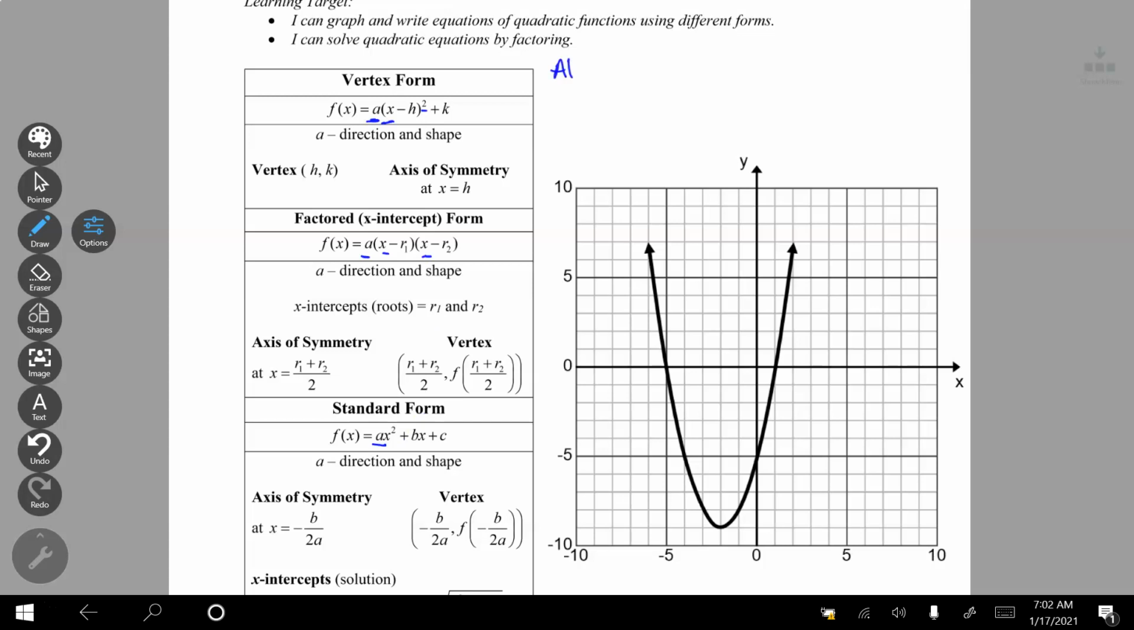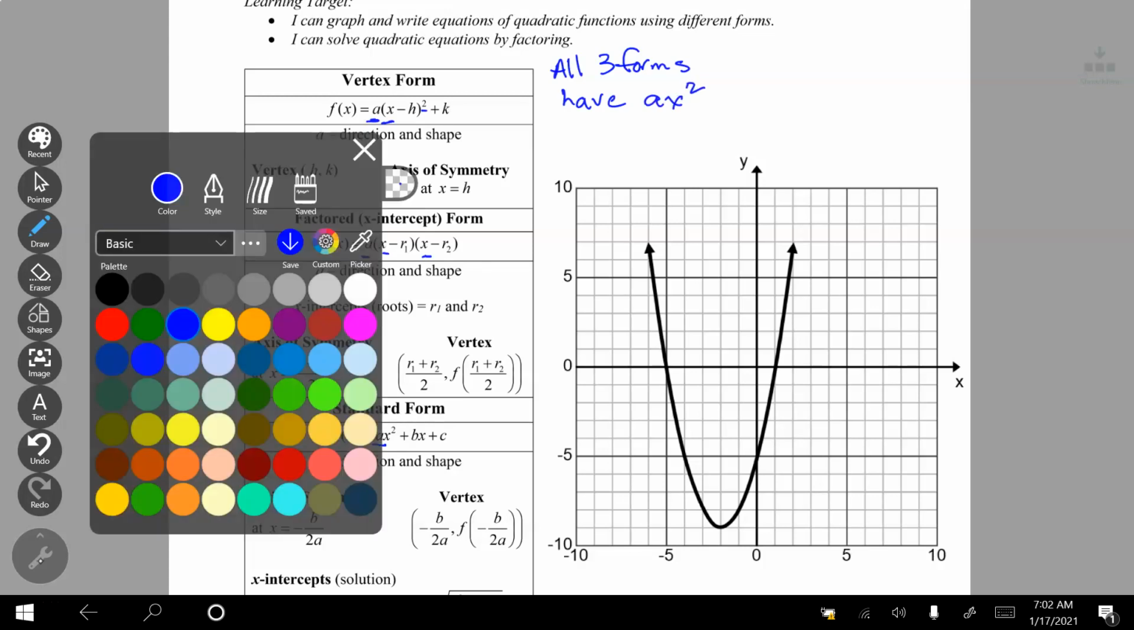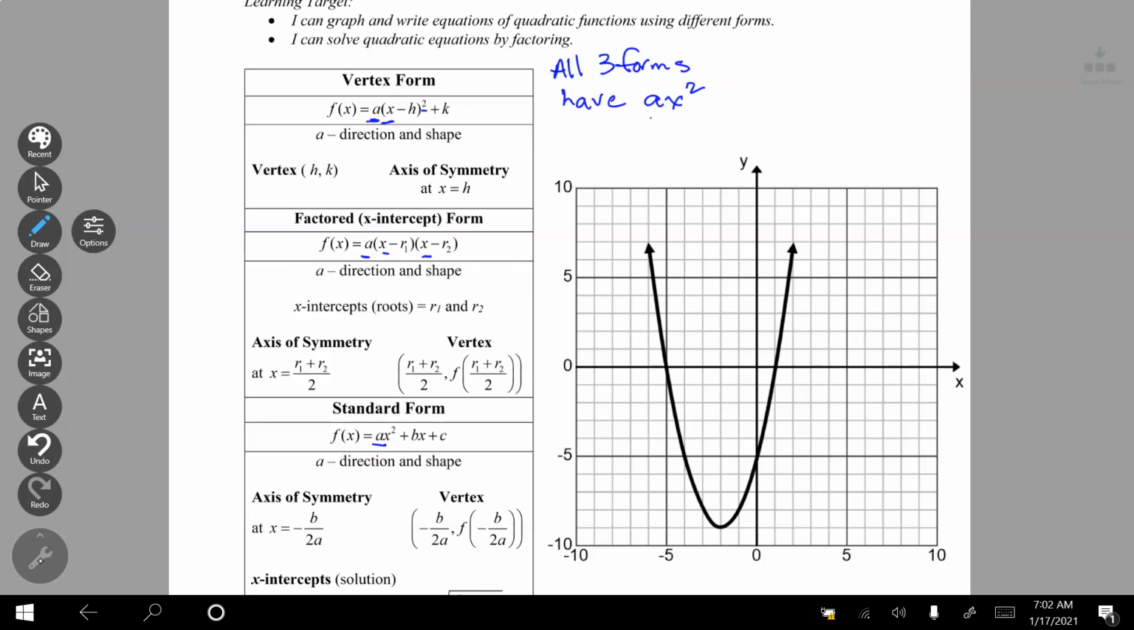So all 3 forms have ax squared. That's very important because the a in the ax squared, as you can see, gives its direction and shape of the parabola. And what do I mean by that?